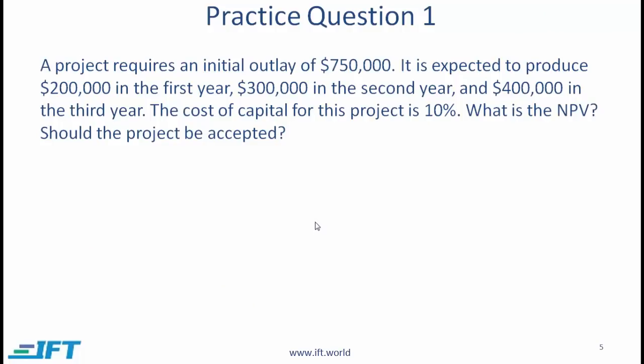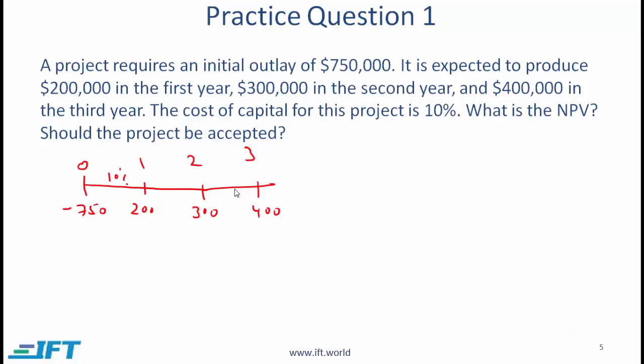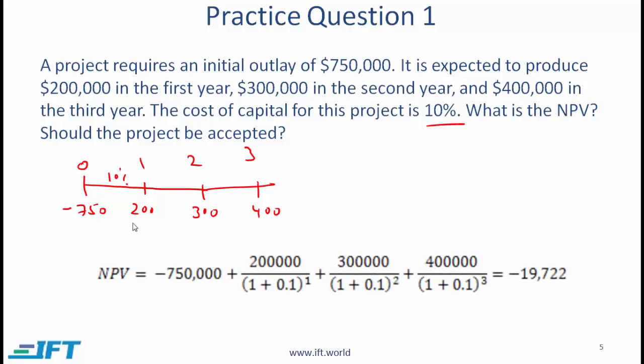Now, to make sure you've understood how to calculate NPV, you need to solve this problem. It's useful if you create a simple timeline showing the cash flows and also show the relevant interest rate, which is 10%. And what you effectively then do is find the present value of the future cash flows and subtract out the 750,000. So when we do the calculation, we get an NPV of minus 19,722.